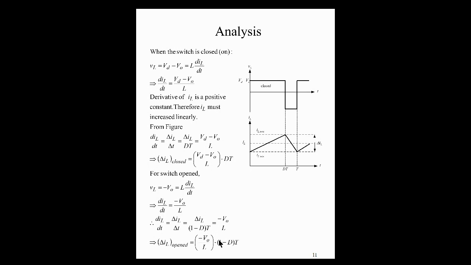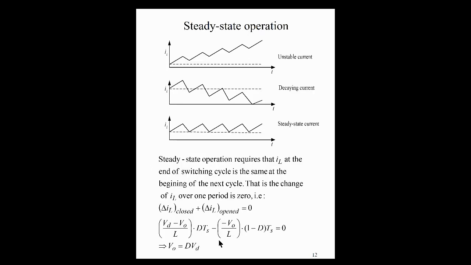But now, delta I when it's open must be equal to delta I when it is closed, for continuity. So you can look at what will happen. At steady state, we want the change in current when it's closed plus the change in current when it's open to be equal to 0. That's what happens at steady state. Otherwise, we can have an unstable state, where you observe the current ramping up or decaying.